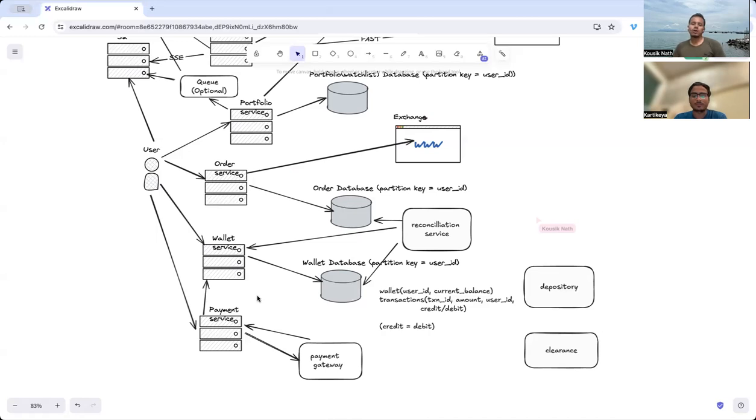I see. So if there is some discrepancy, we might need to show the user that, hey, we are going to credit your wallet, but if there is some issue, we'll return it back to your original payment method, right? Yeah, bank account or credit card or whatever. I see. Okay.